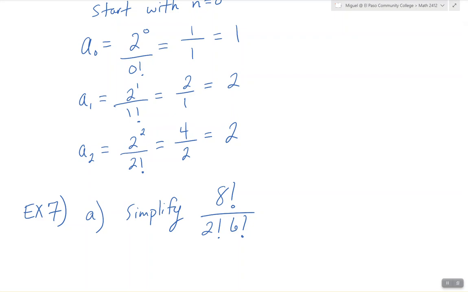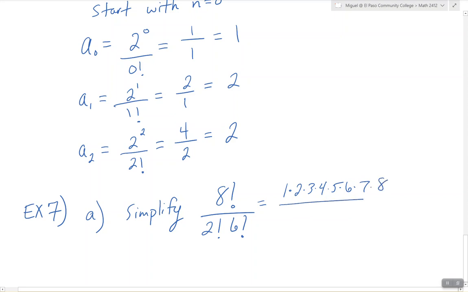So be careful, these don't usually follow the same rules. For example, 8 factorial and 2 factorial are not automatically divisible. You have to think of them as an expanded term. So let's do this the long way first. 8 factorial would be 1 times 2 times 3 all the way up to 8, like that. 2 factorial would be 1 times 2. And then 6 factorial would be 1 times 2 times 3 times 4 times 5 times 6.